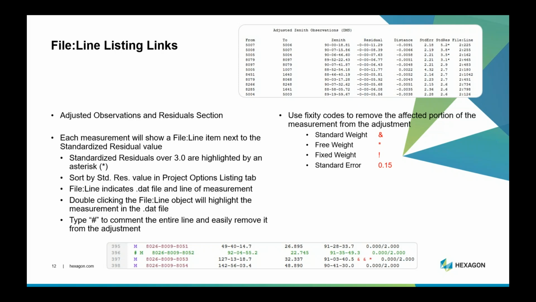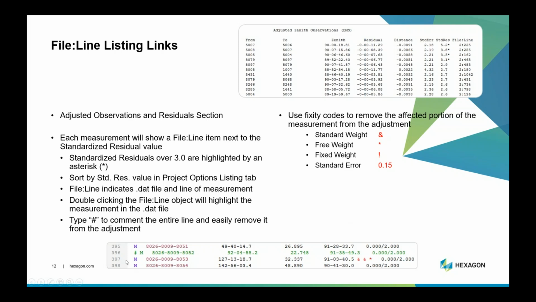Or you can use fixity codes to remove the affected portion of the measurement from the adjustment. So if you look at the top of the measurements there on the right, it shows adjusted zenith observations. So what we're looking at here then is zenith values. So the highest standardized residual here is in file number 2, line 225, and it is a zenith value.